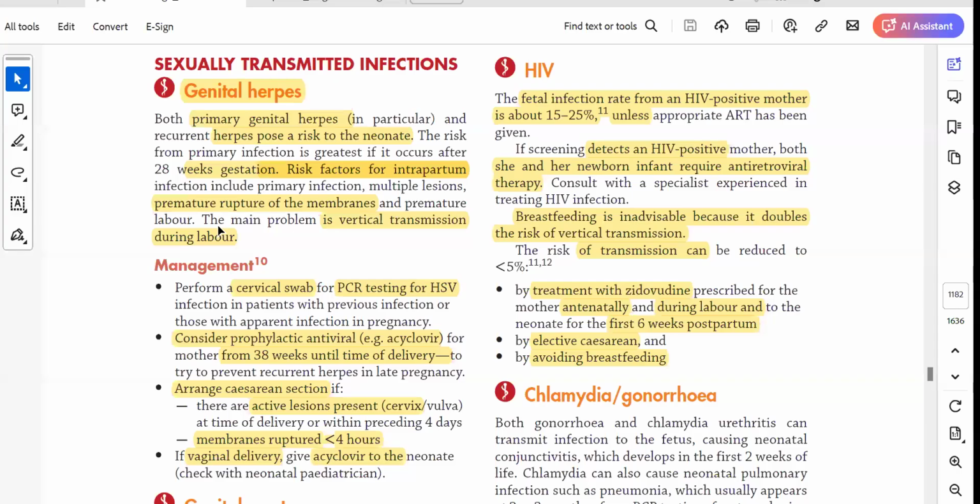So this is the same thing. During labor, when the delivery happens, sometimes if the mother is actively infected with herpes, it can be transmitted to the baby.